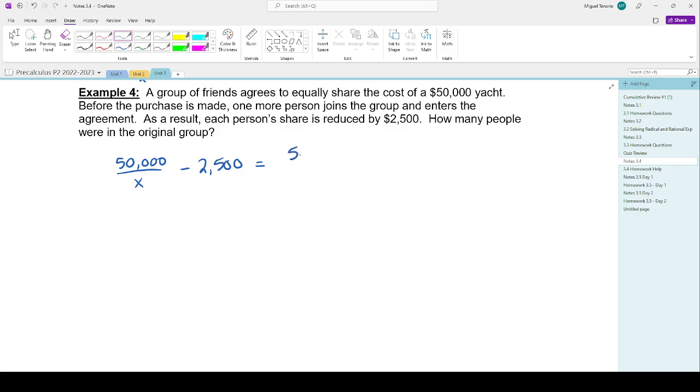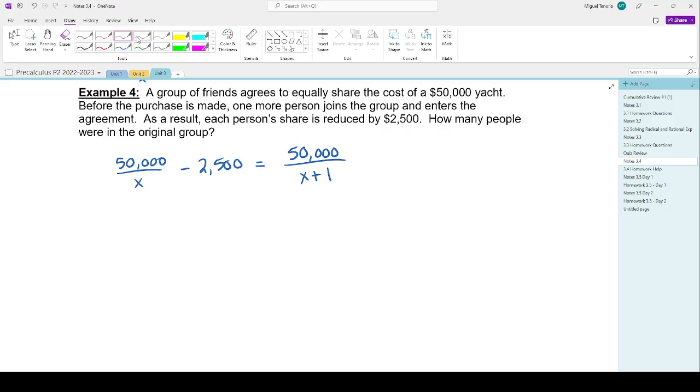So the new cost, remember, is still the $50,000, but now you're dividing it by the one more person that's there. So if you had X people before, and you have one more person, well, now that becomes X plus 1. So now this is our expression.